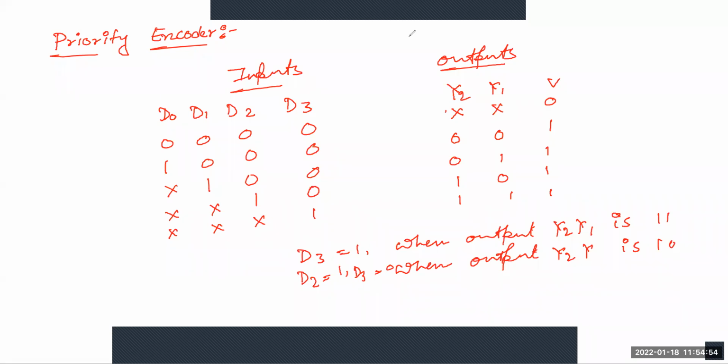Okay, so this is the priority encoder concept. The time is almost over. In the next session, we will discuss the parity generator and the parity checker, and then we'll discuss flip-flops and latches. We will start module 4 today.